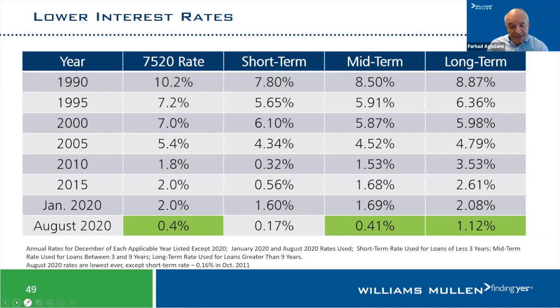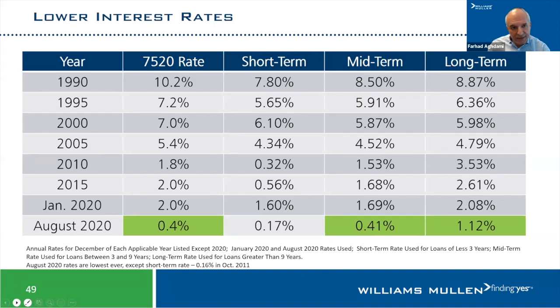The short-term rate is actually not the historic low, so it didn't get the green bar there. It was actually 1 basis point lower in October of 2011, at 16 basis points, but the midterm and long-term rates are at their absolute lowest ever. So the opportunity now is to take advantage of planning where interest rates are sensitive and can benefit from the low rates.